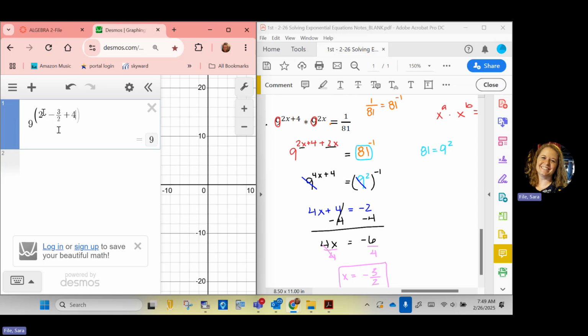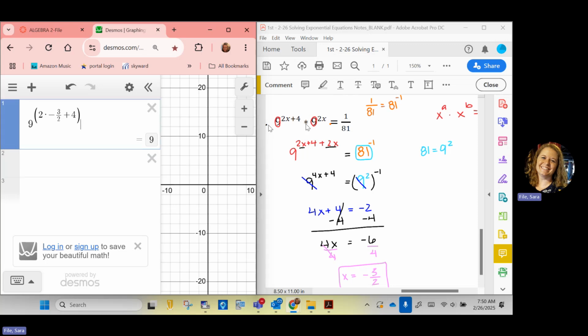If you calculate this, because you multiply that, the 2's cancel, you've got -3 plus 4, that's 1. So 9 to the first power is just 9. So we probably could have done that one in our head, but you can confirm it in Desmos. Now the right side, oh, sorry, that's not the whole left side.